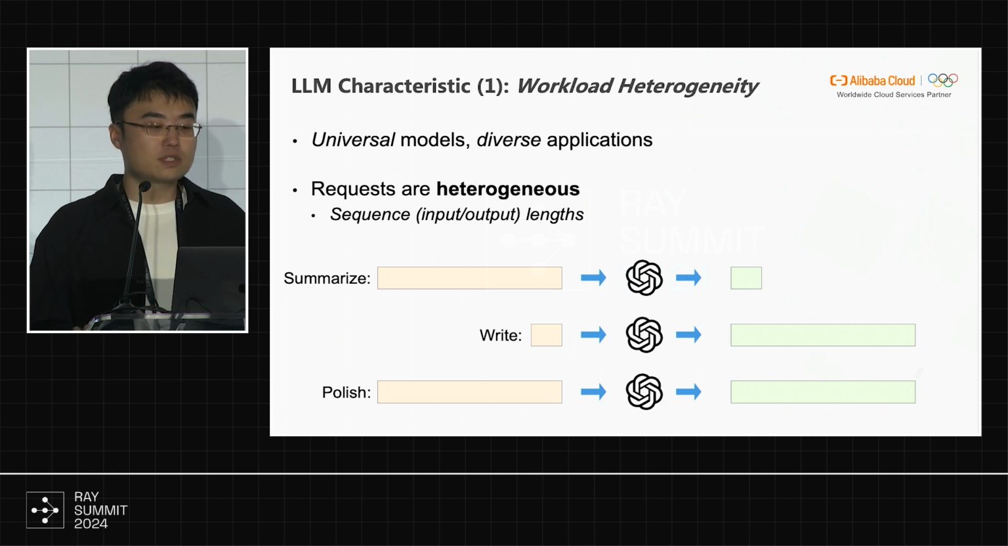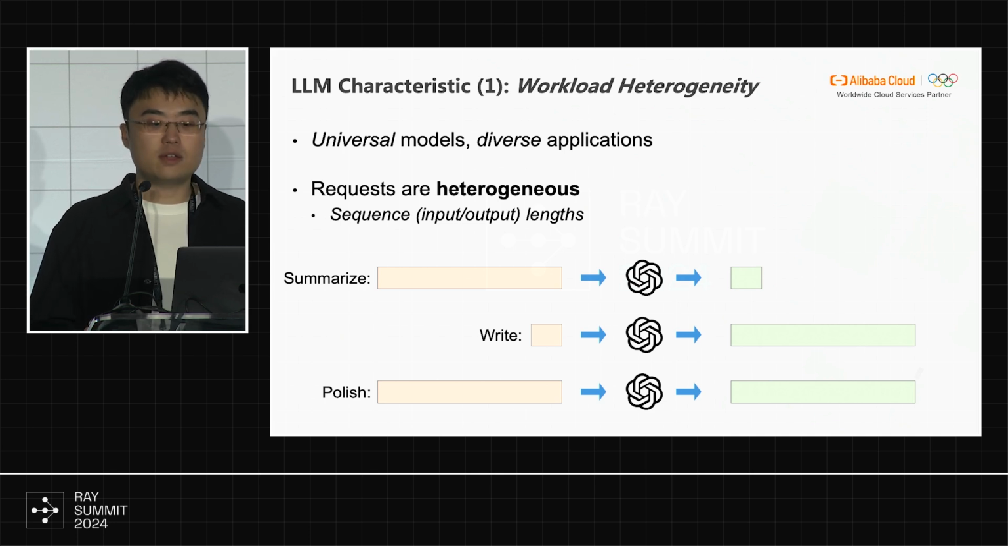The first unique characteristic of LLMs is that workloads are heterogeneous. Because LLMs are universal models and can have diverse applications and therefore heterogeneous requests. First, requests can have different input and output lengths. Consider a simple intuitive example that you want to use an LLM to summarize an article or to write an article from a simple prompt or to polish an article you've just written. So these requests will have drastically different ranges of input and output lengths.